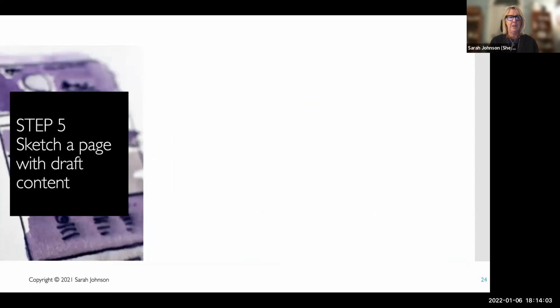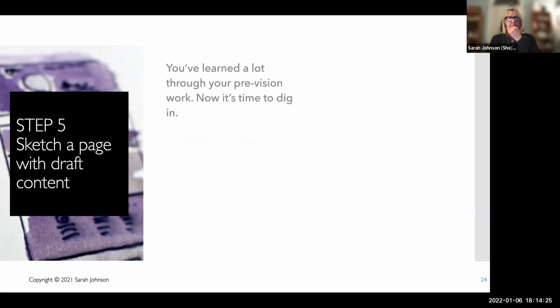Okay. So the next step is to sketch a page with draft content using only what we've learned through the inventory, the audit, the conversation map, and the content map. So with just that amount of information, you can dig into a sketch.